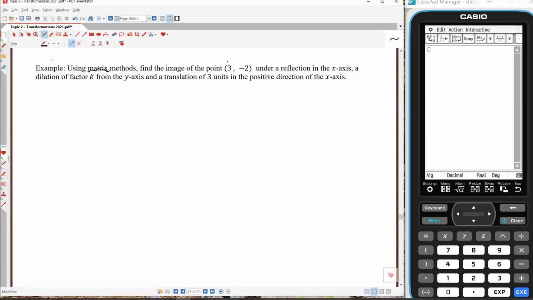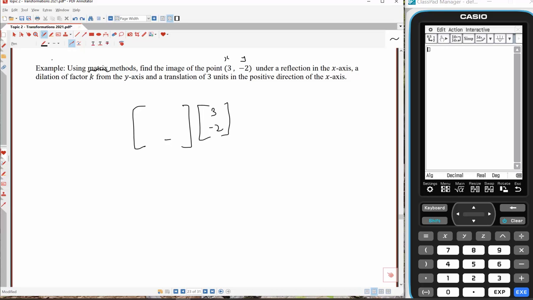Find the image of the point 3, negative 2. So that's our x and y, that's our ordered pair, 3, negative 2, under a reflection in the x-axis. So reflections in the x-axis change y. So this is going to be the negative 1. Well, actually, let's not put 1, we'll put that in negative.